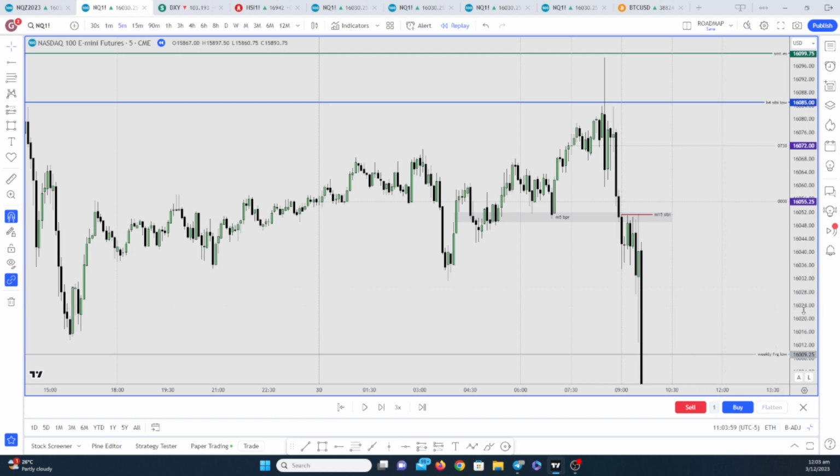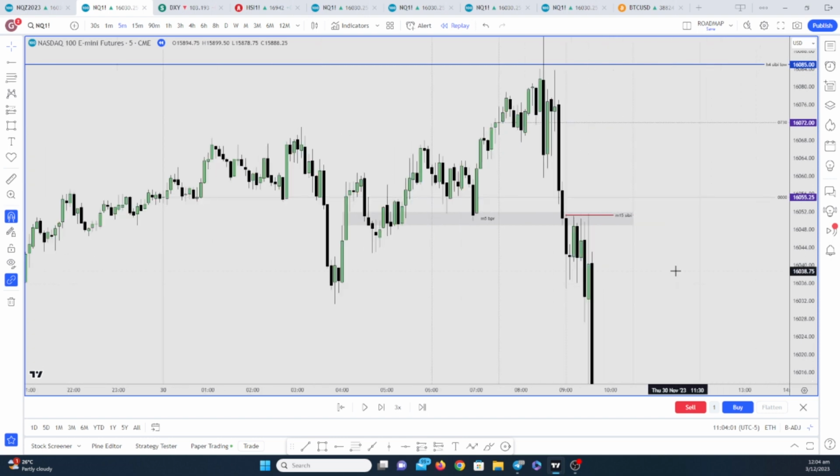So right here I have marked out this 5 minutes BPR. Okay, so why did I use this as the BPR? Because it was used to send the price higher above this high here, okay, and eventually into the 4 hours CB. So this is a significant BPR.